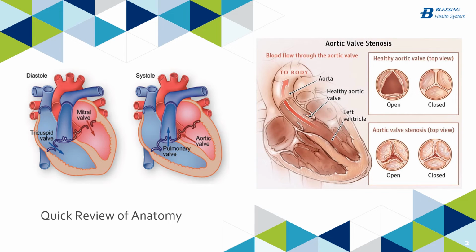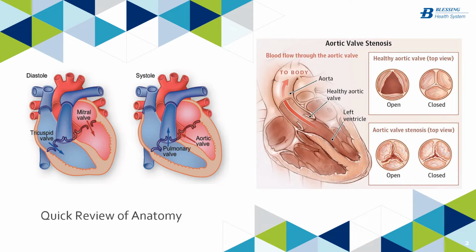So just a basic review of anatomy. As we know, 4 chambers, 4 valves. As we trace the blood through the heart, it goes to the right side, up into the lungs to be oxygenated, down to the left side. The left ventricle is responsible for pumping the blood through that aortic valve out to the rest of the body.